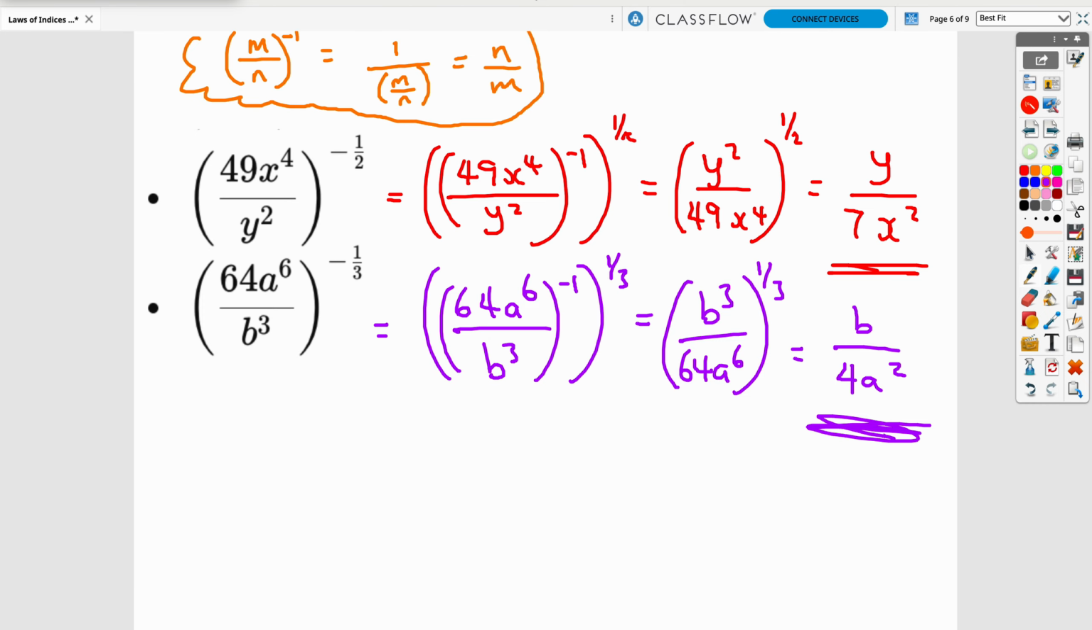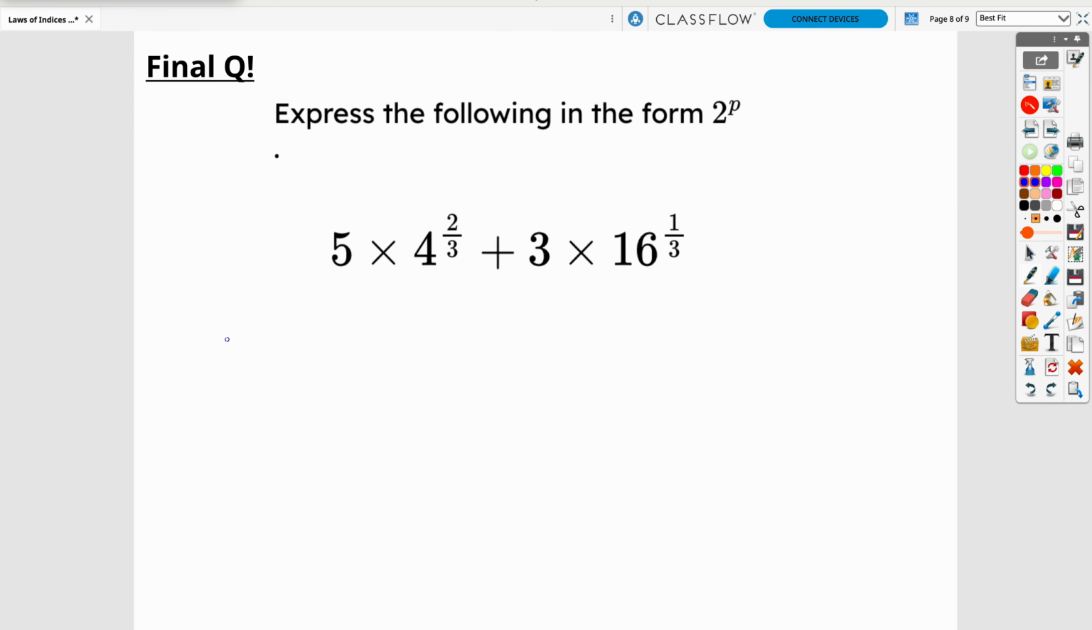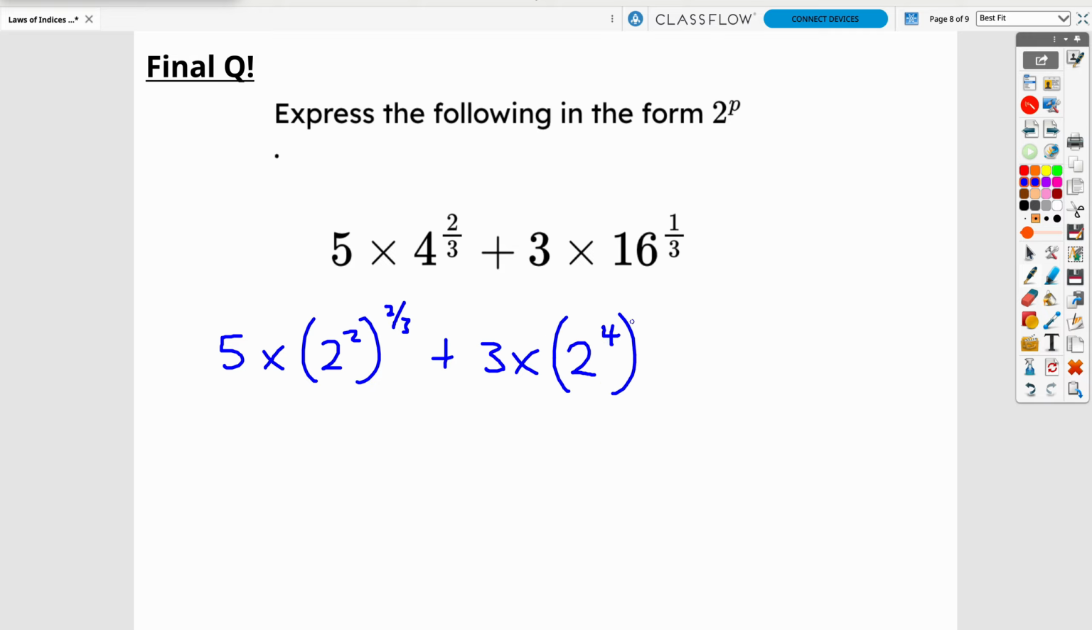Okay, I'm just going to go and do one more. Let's have a look. So express the following in the form 2 to the power of p. Now what you've got to realise is that anything that you can express as a power of 2, then go for it. So what we've got here is 5 times. Now 4 is 2 squared to the power of 2/3. And then we've got 3 times. I mean, 3 can't be expressed as a power of 2, but 16 can. So it's 2 to the power of 4 to the power of 1/3. So hopefully happy with what I've just done.